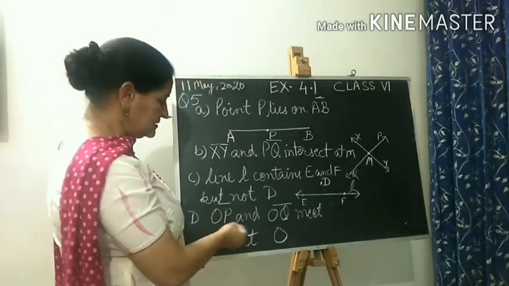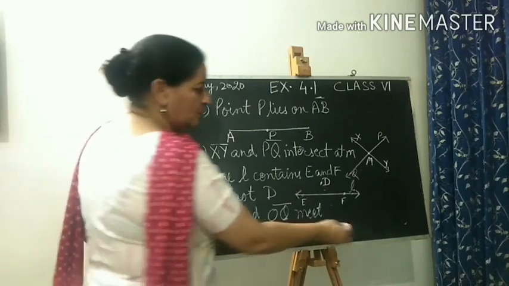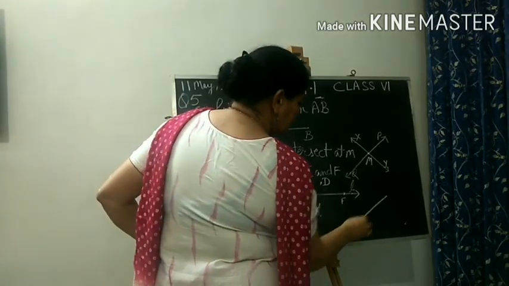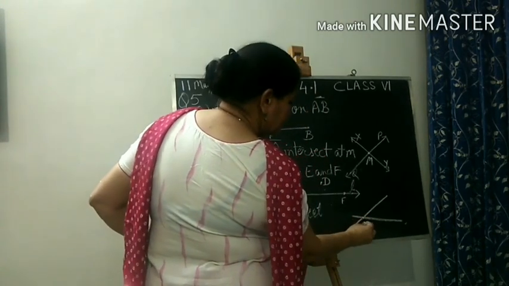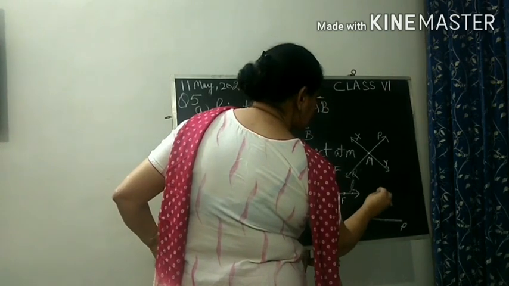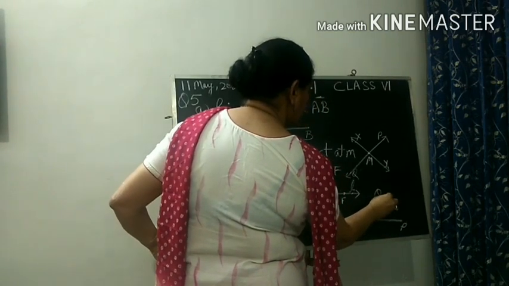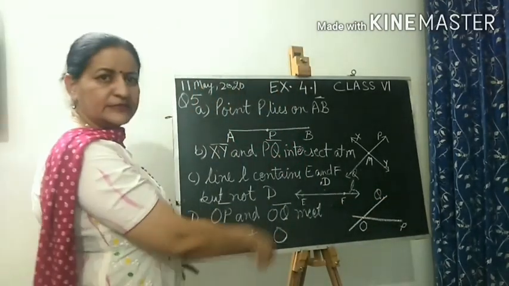So anywhere either above the line or under the line, you mark a point and make it D. Next part is OP and OQ meet at O. We just make two lines and their meeting point is O. So this is OP and this is OQ. Right? OP and OQ, they are meeting at O.